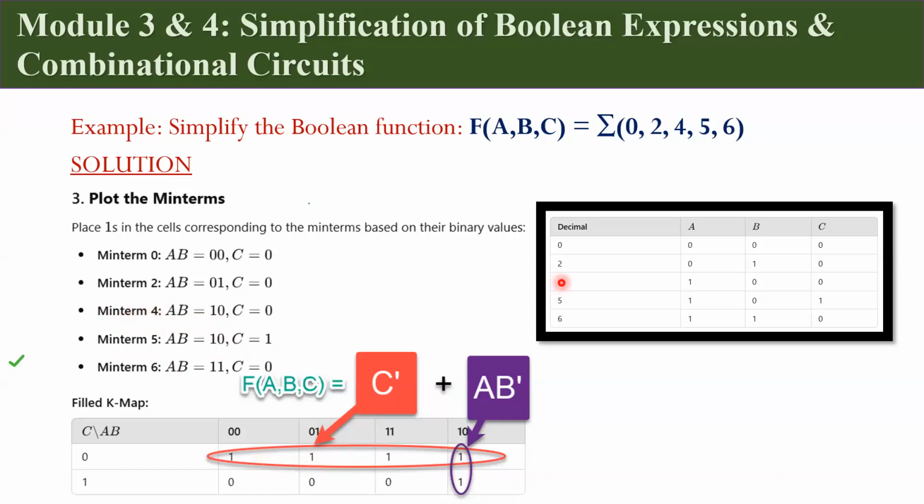Next one is 4, which is this. We have 1, 0, 0. So where do we have 1, 0? Here we have 1, 0 here. Okay? Then C, we have 0. So meaning we have 1 in this place. Next, we have 5, which is 1, 0, 1. So we have 1, 0 here, and in the C, we have 1. And then we put 1 there.